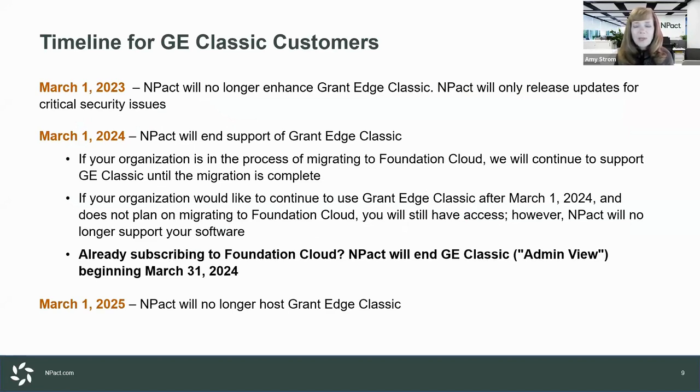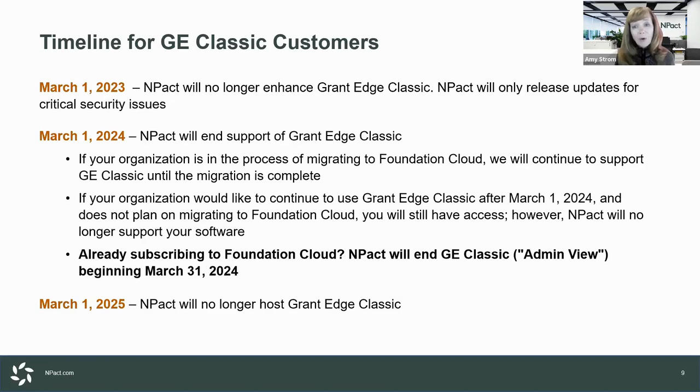In March of this year, 2023, is when we stopped splitting our development efforts between Classic and Foundation Cloud to focus really on the growth of Foundation Cloud by no longer enhancing Classic. In March of 2024, we'll end the comprehensive support of Classic on March 1st, both hosted and on-premise instances. So please know that if you are in the process of migrating to Foundation Cloud, we will continue to support you throughout your migration. And if you are already a Foundation Cloud customer, that admin view will go away at the end of March 2024, March 31st. That's when that link goes away and the Citrix logins will be disabled.